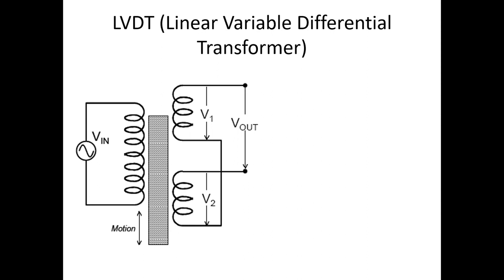So what you can see here, there are four basic terms. Linear means it is used for linear motion. Variable means the output will change. Differential means this is a kind of transformer. This transformer has a primary winding and two secondary windings. The specialty of this transformer is the core which connects the primary and secondary, a metallic core that can move, a mobile type of core.